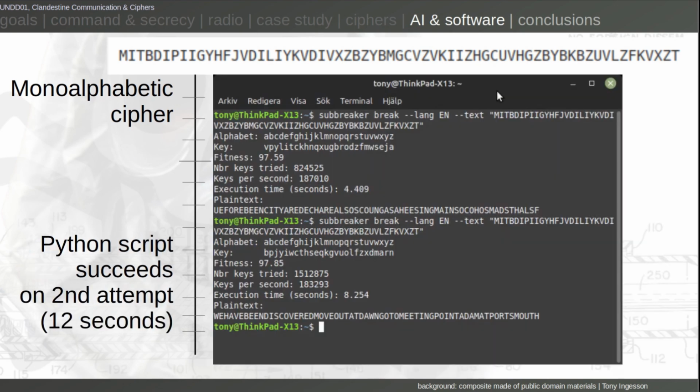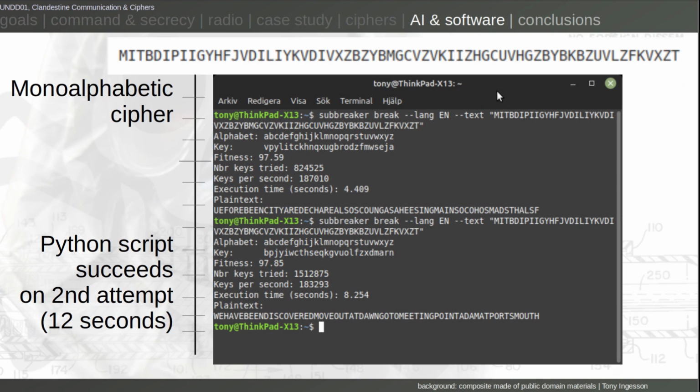But there are other kinds of software you can use. There's, for example, a Python script you can download called Subbreaker, which works a lot better. So here I tried using Subbreaker on my own laptop. I gave it the command break. I specified language English, and then I simply pasted the text string, which is the same text string I gave to ChatGPT. And the first guess was wrong, but it's logically possible.